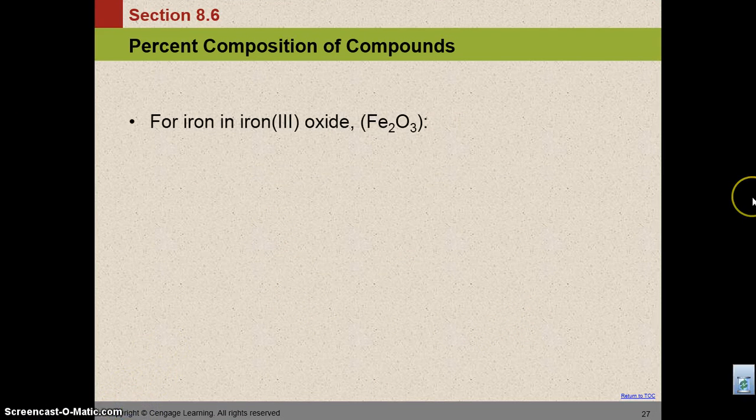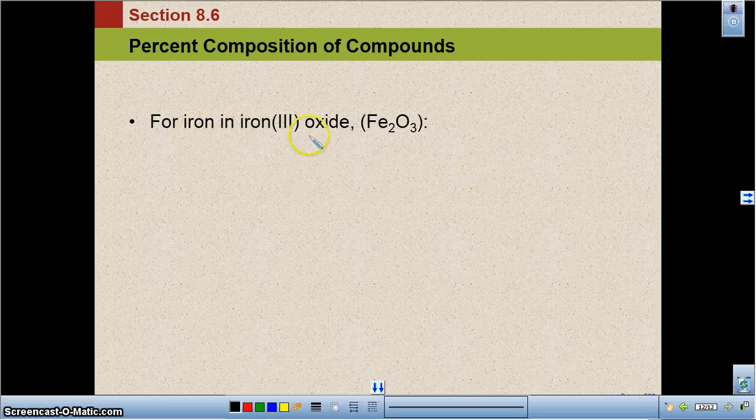We want to know for iron(III) oxide what the percent composition is. I'm going to take it one step further and show you the iron and the oxygen, because sometimes both will be asked for, sometimes just one. What you're going to do is start off like we have been doing for the molar mass. So we write down iron, and there are 2 of those, and we have oxygen, and there are 3 of those.